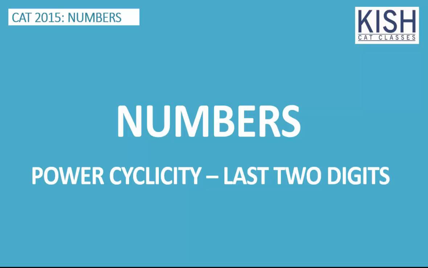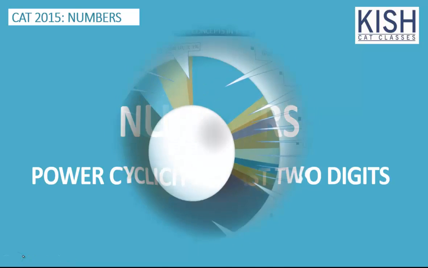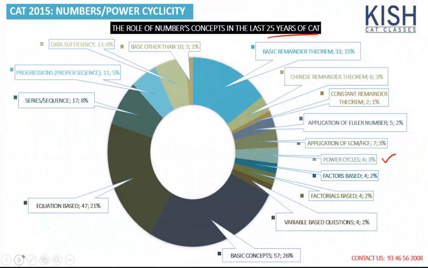Now, power cycles is a very important concept. Though the weightage given to power cycles in numbers is very limited, this pie chart will give you an idea about the various number concepts asked in common admission tests in the last 25 years, in which power cycles has only 6 questions and the weightage is 3%. However, in the last 3 years, that is CAT 2012, 13, 14, every time a power cycles question has appeared.